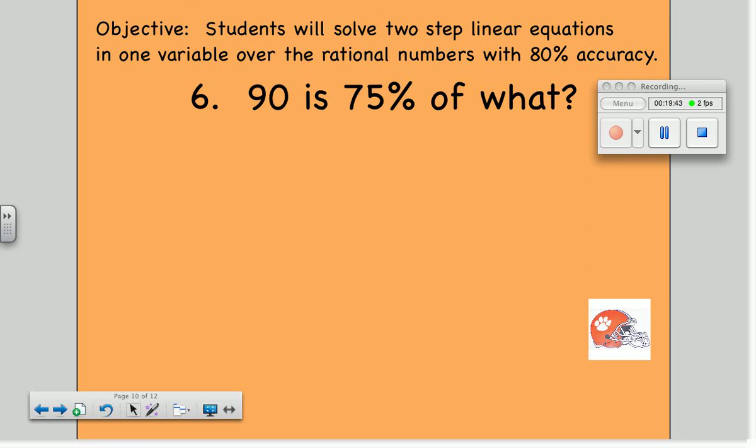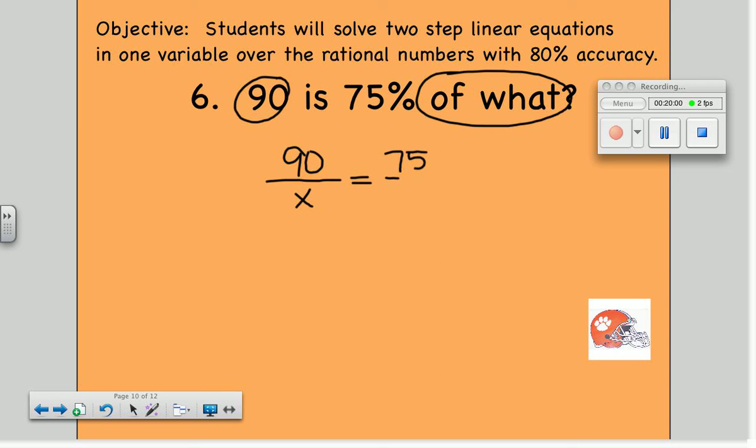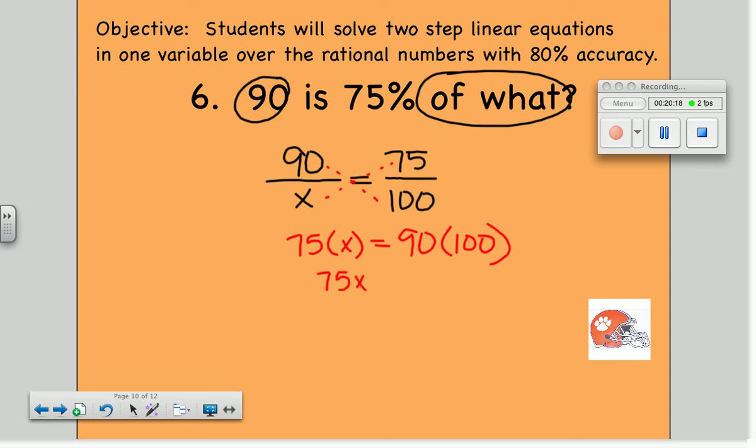90 is 75% of what? Well, this time I have 90 out of what? 90 out of what? Is 75%. That's 75 out of 100. Cross multiply, x times 75, and 90 times 100. 75x, 9,000.